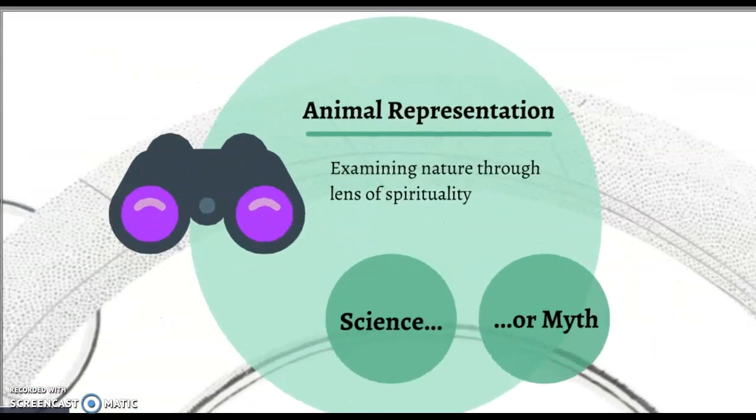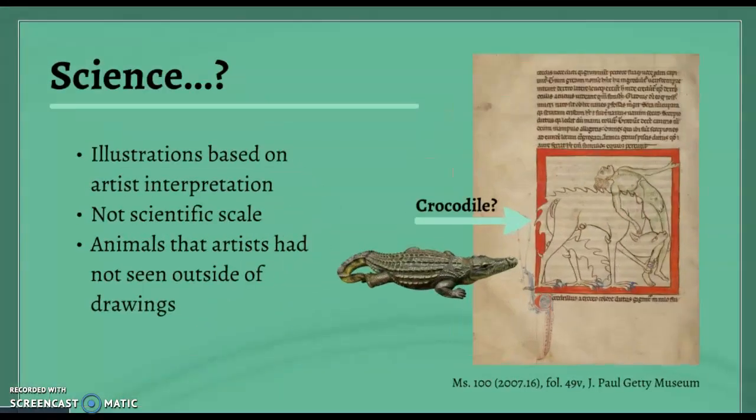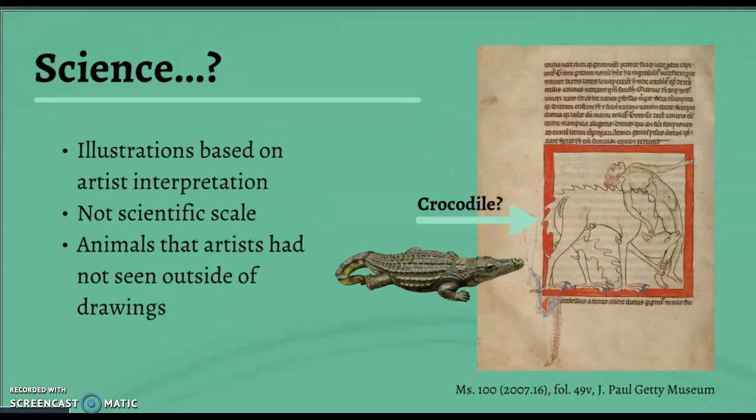And what did the animals represent? Well, they were a way of examining nature with a lens of spirituality, which means that they were not always scientifically accurate. A lot of these illustrations were based off of artist interpretation, and many of these animals were animals that artists had not ever actually seen before.